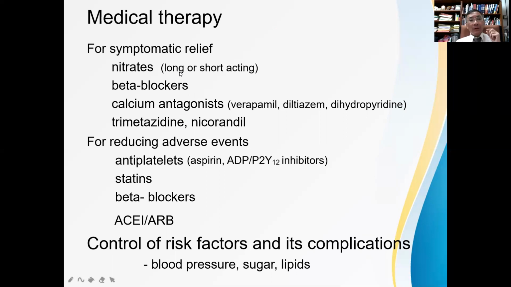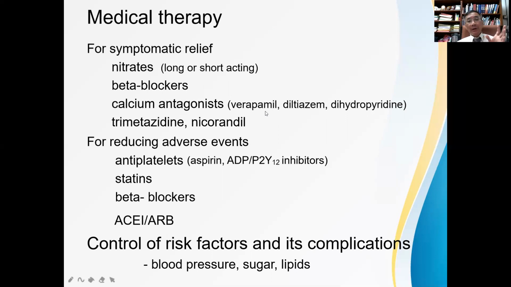When using long-acting nitrates, it is important not to cover the patient for the whole 24-hour period, because then the patient develops tolerance to nitrates and the nitrates will no longer be useful. Beta blockers are an important part of the therapy for angina, and beta blockers work by reducing the heart rate, the blood pressure, the force of cardiac contraction, and so they reduce the need for oxygen from the heart muscle.